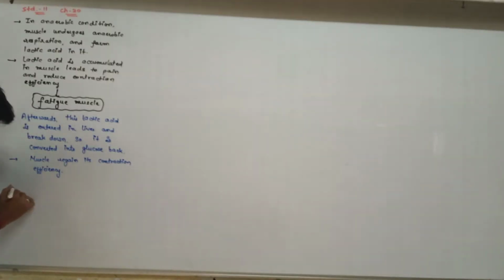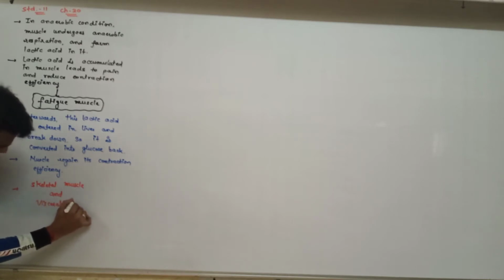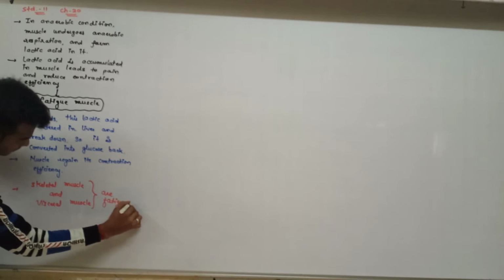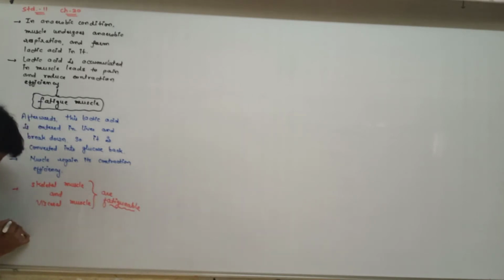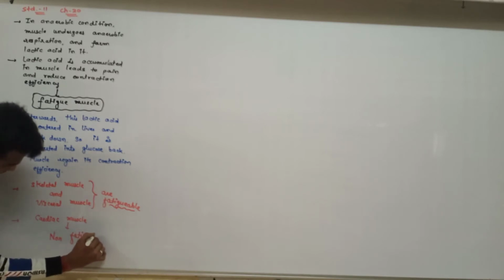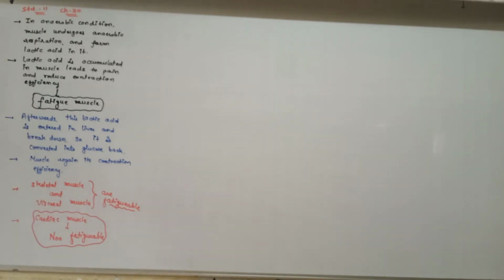So, skeletal muscle and visceral muscle are fatigable, whereas cardiac muscle is non-fatigable. So this is about the anaerobic respiration.